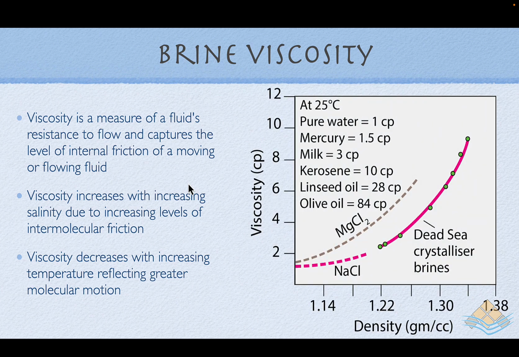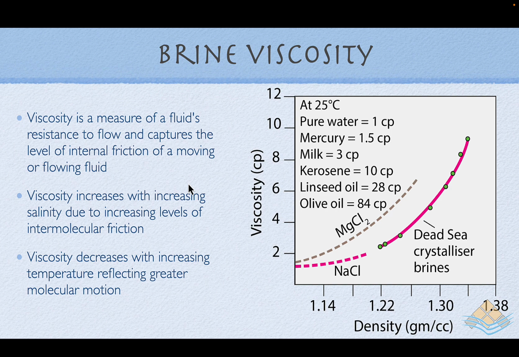To put it into some sort of context, pure water, by definition, has a viscosity of 1 centipoise. Mercury, 1.5, milk, 3, kerosene, 10. If we look at the Dead Sea crystallizer pans, the pink curve there, we can see as we're getting up into the bittern stages, up around 1.3, 1.35, where we start to see carnallite coming out of solution, we have a viscosity feel to that brine similar to kerosene.